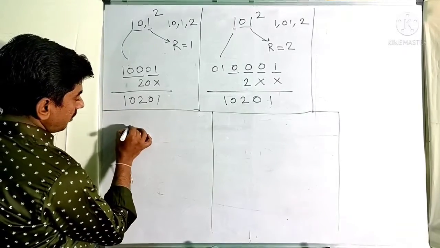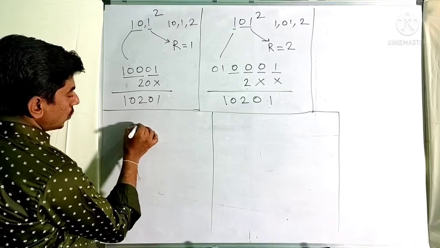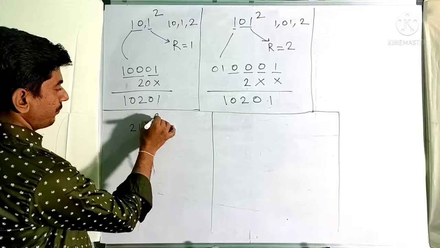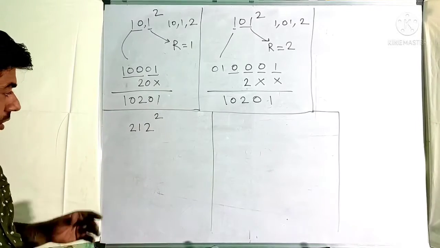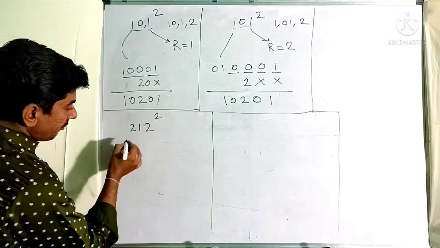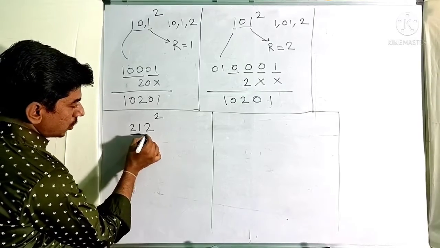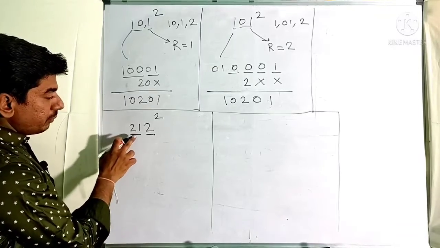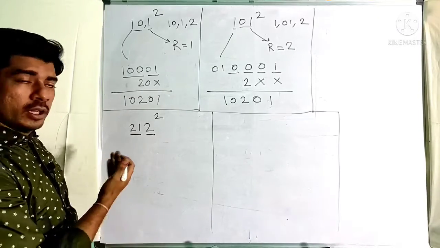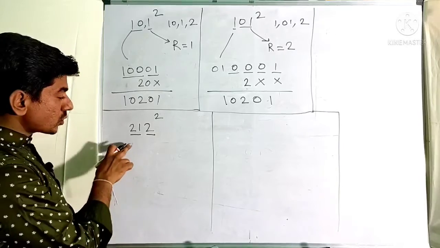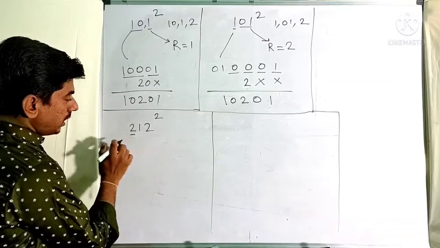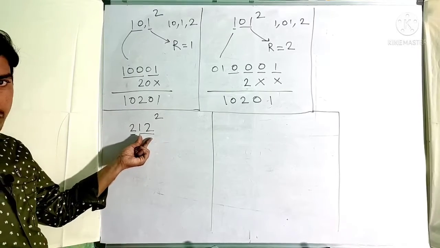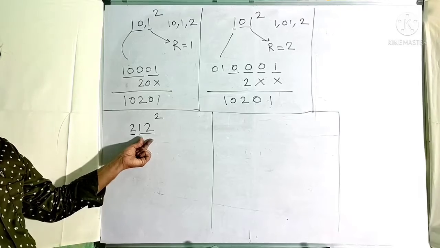Let's begin with a different number, 212 square. See friends, here you can take 21 as one part, 2 as second part, but it will not be helpful for 21 because you don't know the square of 21. If you know it, then it is fine, but if you don't know the square of 21, then simply make the parts as 2 and 12, because you know the square of 12 is 144.